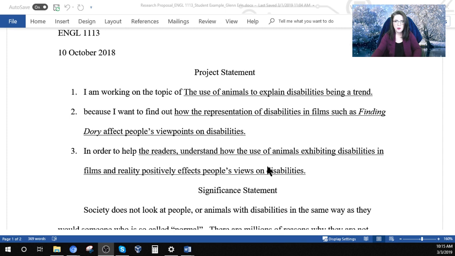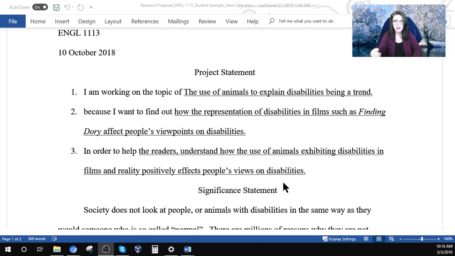I am working on the topic of the use of animals to explain disabilities being a trend, because I want to find out how the representation of disabilities in films, such as Finding Dory, affect people's viewpoints on disabilities, in order to help the readers understand how the use of animals exhibiting disabilities in films and reality positively affects people's views on disability. Okay, so we have a few grammatical and mechanical errors, and she's bordering on informational.